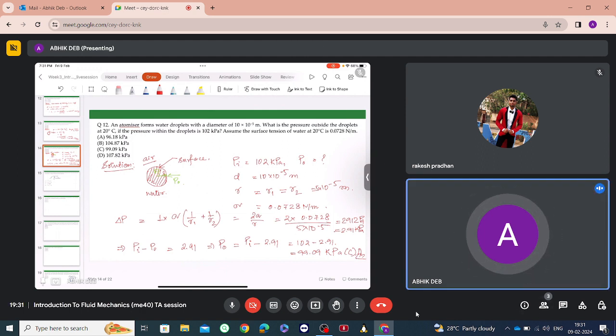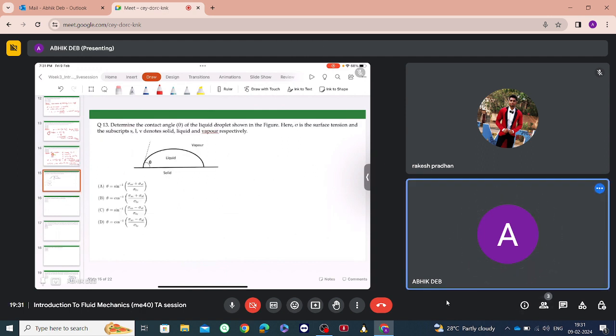So coming to the next problem. This is a liquid droplet on a solid surface. There are different interfaces here: the solid with vapor, the liquid with vapor, and the liquid with solid. In equilibrium of all these three surface tension forces acting, there will be this angle, the contact angle, defined. So how will we go about this? We'll essentially do a force balance.